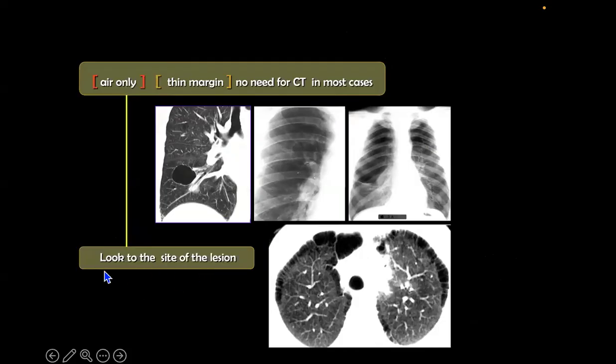So as I said, you have to look at the site of the lesion. It's very important because diseases have predilection to certain locations. Tuberculosis loves the upper lobes. Tumors can stay anywhere. Lower lobes are sites for foreign bodies. This is a very important radiograph.